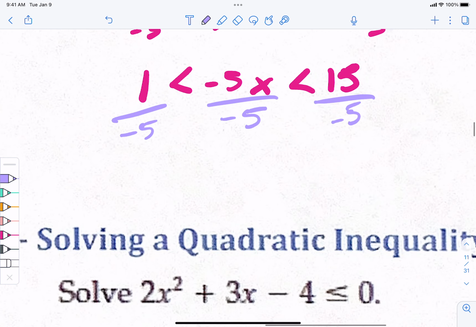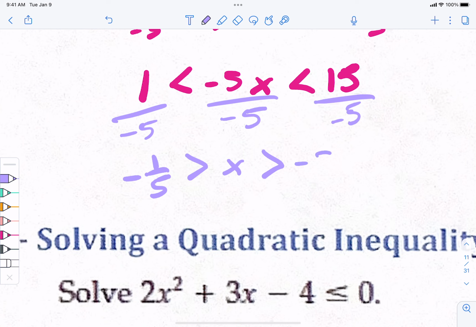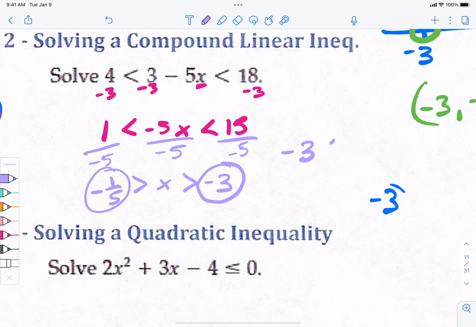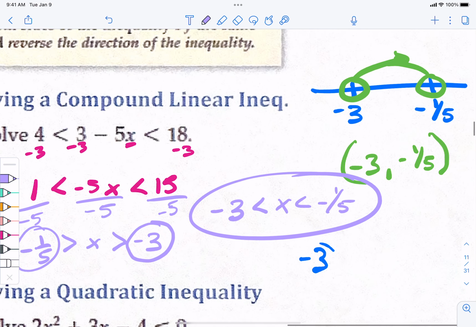Now, here's the deal. This would be -1/5, but since we divided by a negative, we have to flip the sign, right? Flip the sign again, and this would be -3, right? So technically -3 is smaller than -1/5. So if I move that whole thing around, we have -3 is less than x, which is less than -1/5, which is exactly like what this is here, right?